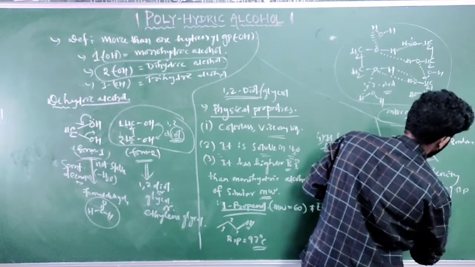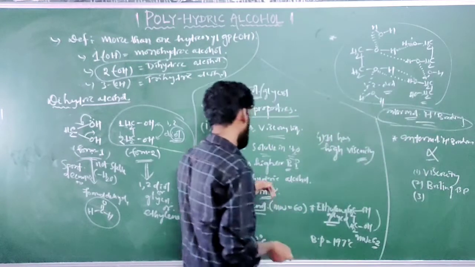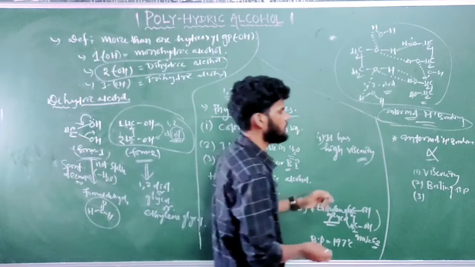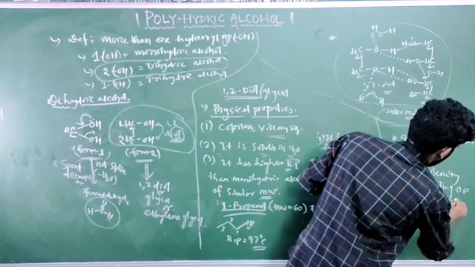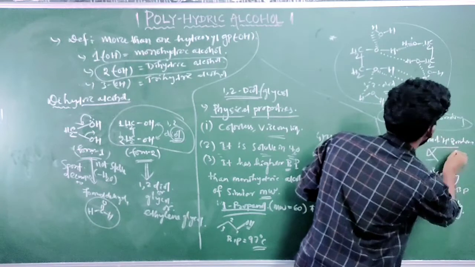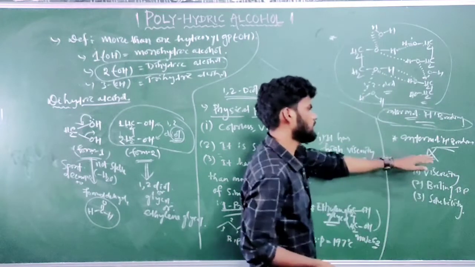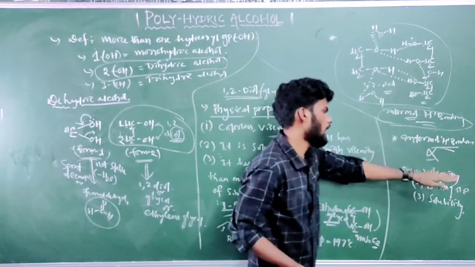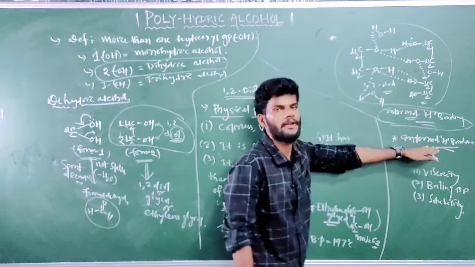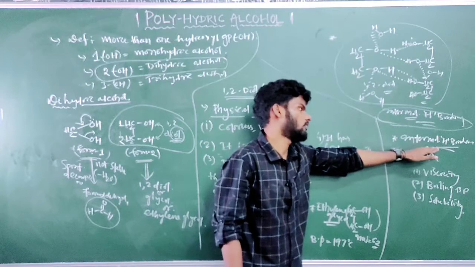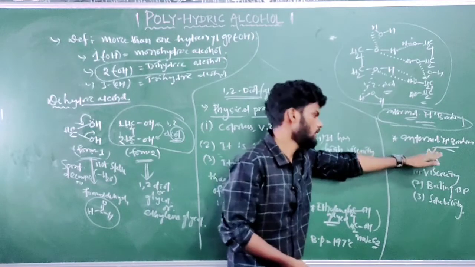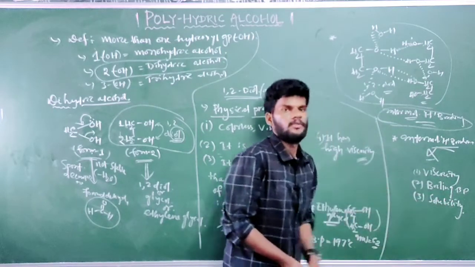Number 3, solubility: soluble in water. So all these are directly proportional to intermolecular hydrogen bonding. Means higher the intermolecular hydrogen bonding, higher the viscosity; higher the intermolecular hydrogen bonding, higher the boiling point; higher the intermolecular hydrogen bonding, meaning extensive hydrogen bonding, higher will be the solubility.